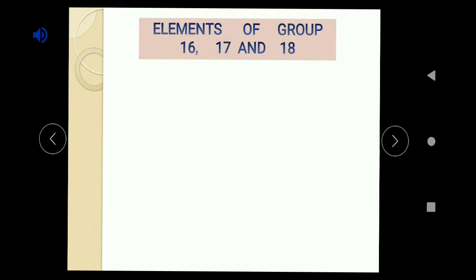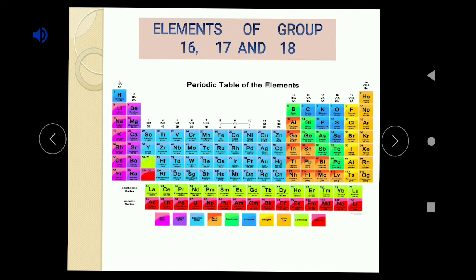As you all know, we started studying the 7th lesson of your syllabus, that is elements of group 16, 17 and 18. We call them P block elements. In the previous two sessions, we started studying about the compounds of elements of group 16, in which we learned about ozone, which is the compound of oxygen, and we learned about SO2, sulfur dioxide, and sulfuric acid. Those are the compounds of sulfur. So, these are the compounds of group 16 included in your syllabus.